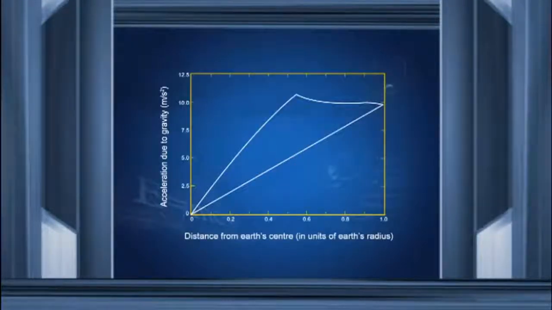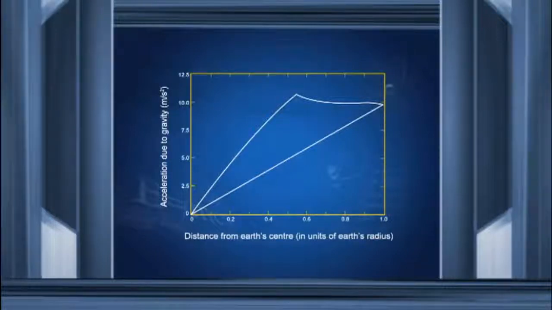This is the graph if we assume a uniform sphere. This is the graph, the upper one, if we take the actual structure of the earth into account. So, the value of g increases slightly up to almost half the radius of the earth, and then it starts decreasing, becoming 0 at the center of the earth.